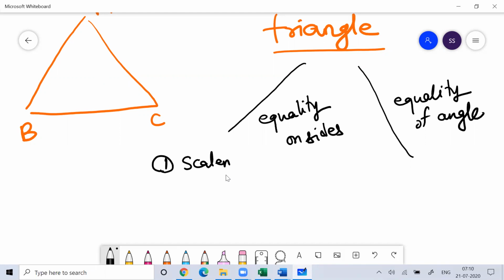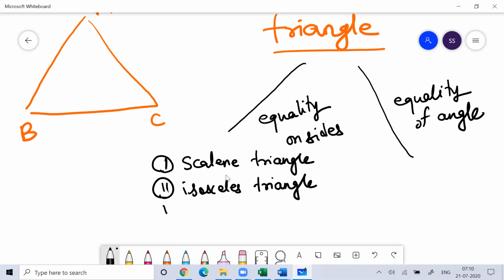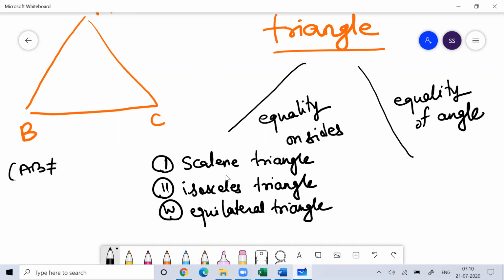One is the scalene triangle, another is the isosceles triangle, and the third is the equilateral triangle. Scalene basically means a triangle for which all three sides are unequal. The triangle for which all its sides are unequal is called a scalene triangle.